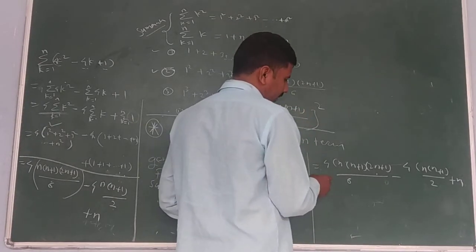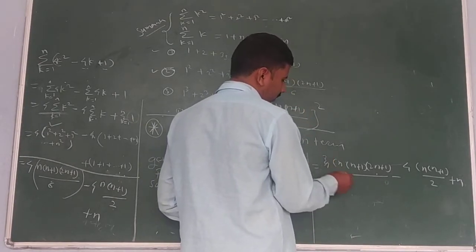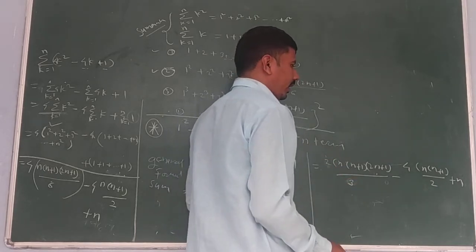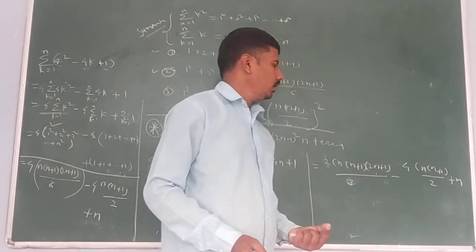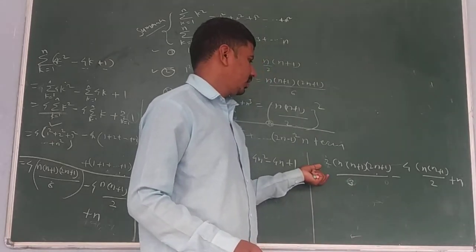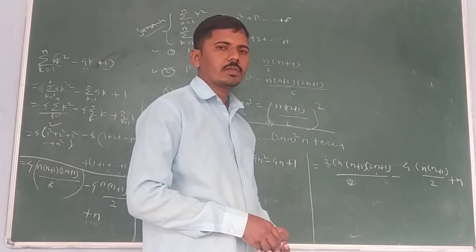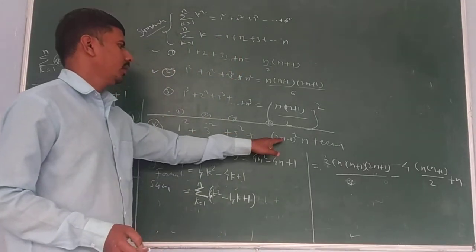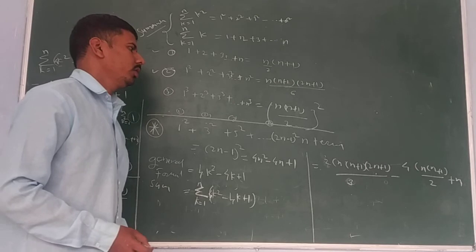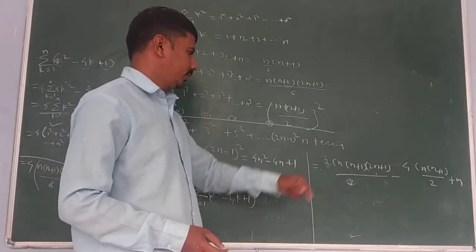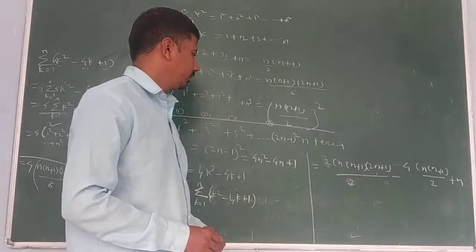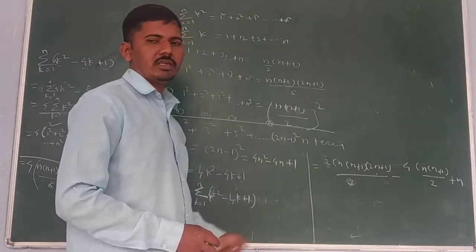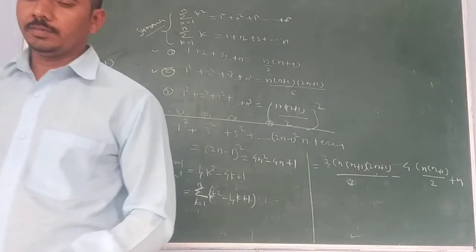What can we do? We can cancel 2 from here, 2s and 3s, so we can write 2 upon 3 also. After simplifying, whatever the answer of the simplification, we get the answer of summation of 1 square, 3 square, 5 square, till 2n minus 1 square. They told us that we have to add n terms. Remember that we have to add n terms. They have not given n as the nth term; we have to determine this. What is the n? Okay, so remember this.